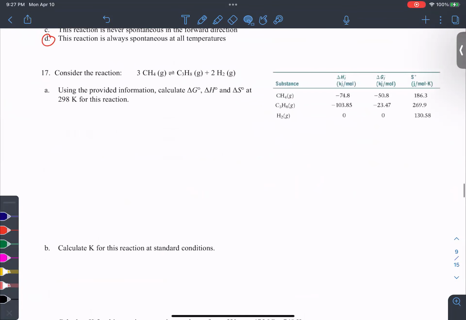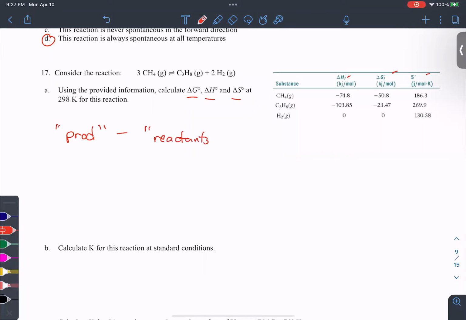Okay, so consider this reaction. Use the information and calculate delta G, delta H, and delta S at 298 Kelvin. How do we do that with this information given? I give you the reaction, I give you formation values, I give you absolute entropies. To calculate each of these, you just do products minus reactants.